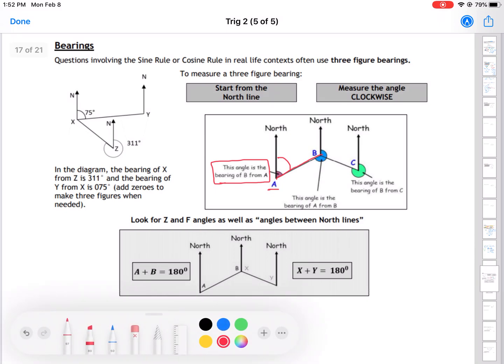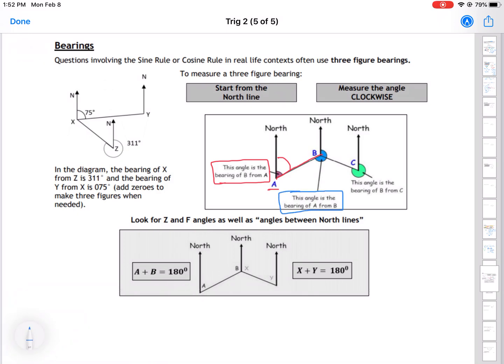Now in the next note here, the angle at B, okay, so this angle is going from the north line to A in this case. So it's the bearing of A from B.